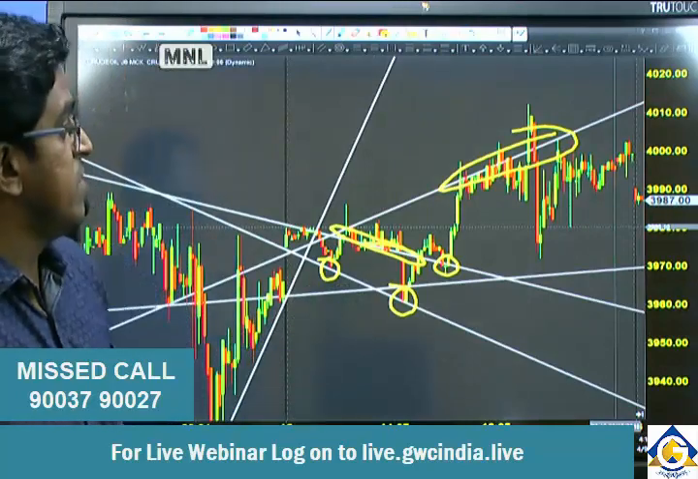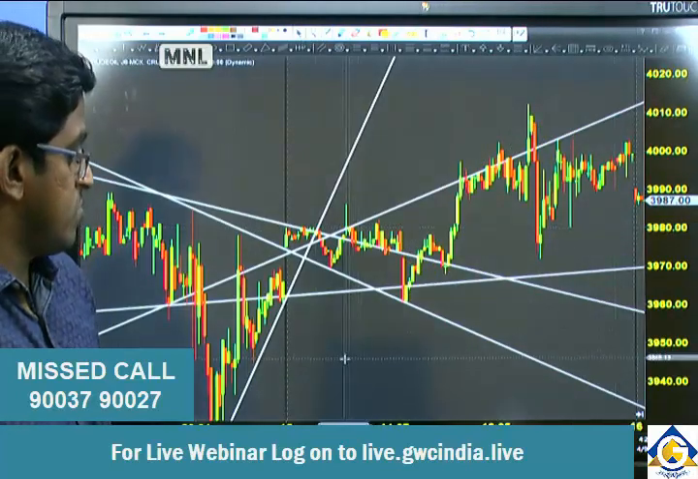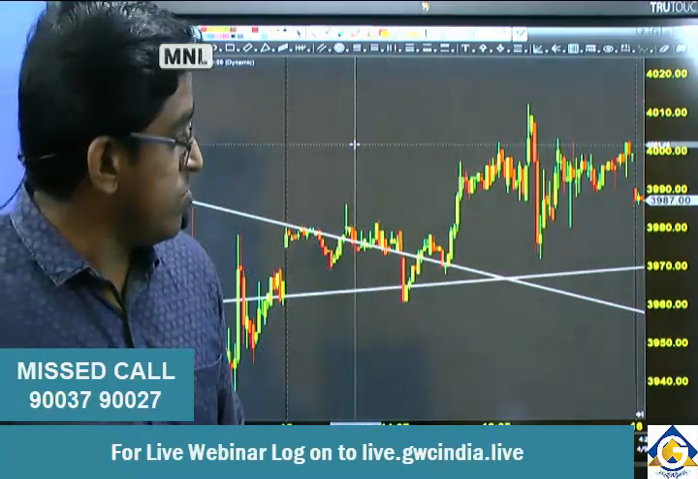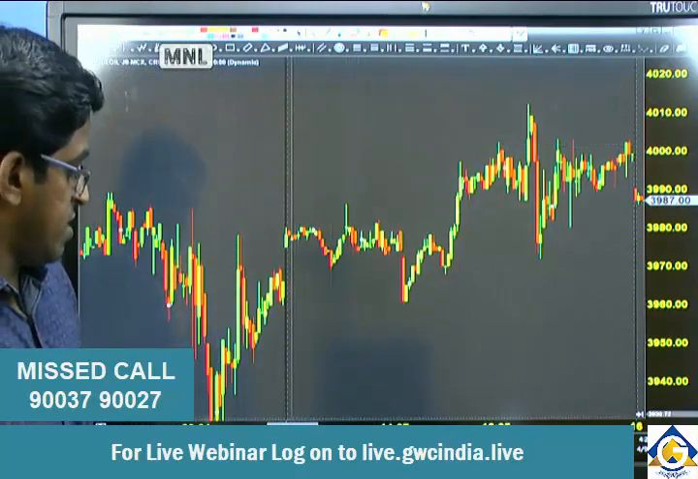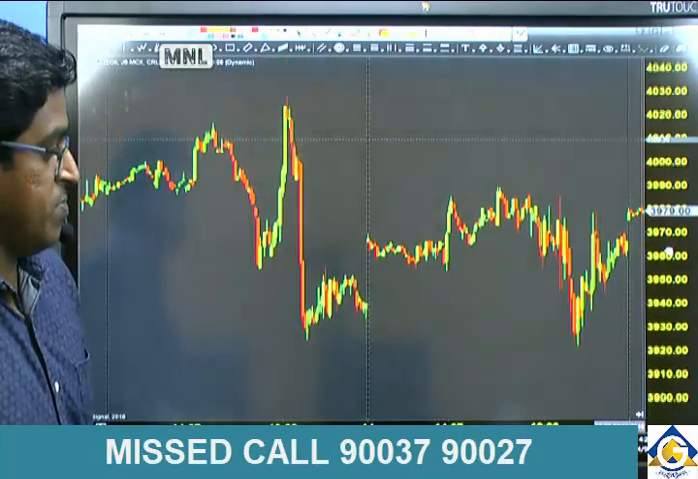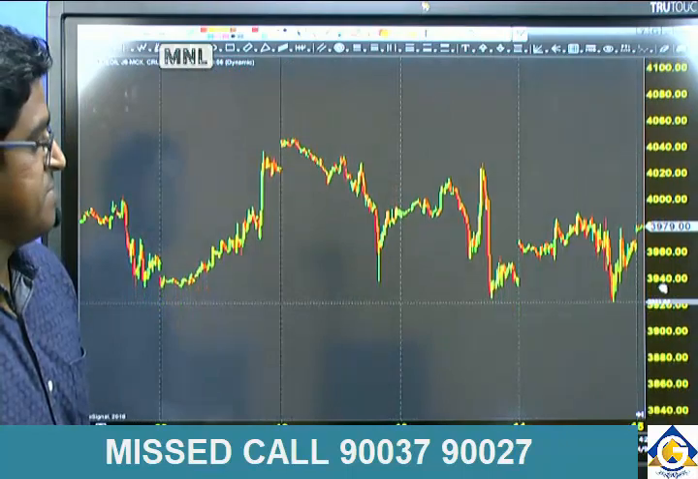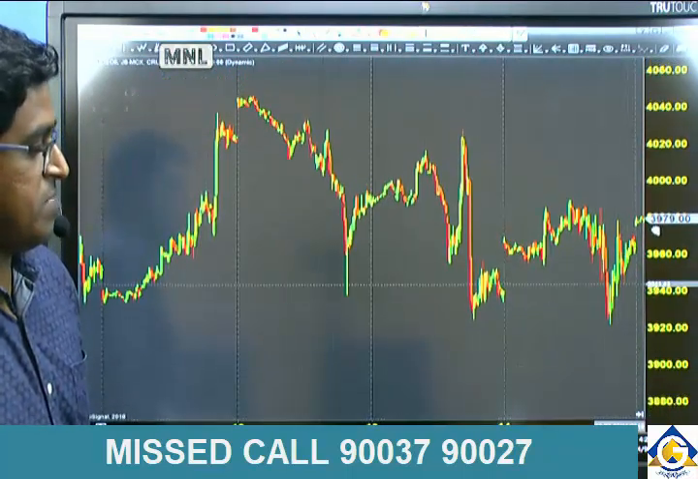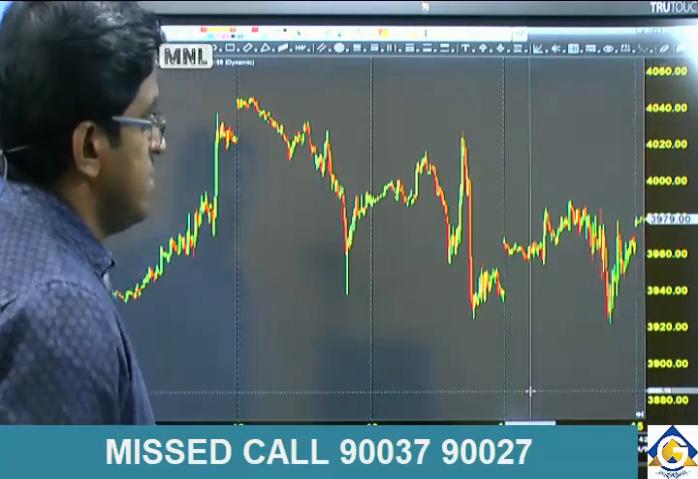So this is one way you can practice on your own: draw lines, trend lines. What I'm going to do is delete all this, and for the same chart, assume that the price had opened here. We are going to draw a trend channel. Both are different, both are the same. There are minor differences.